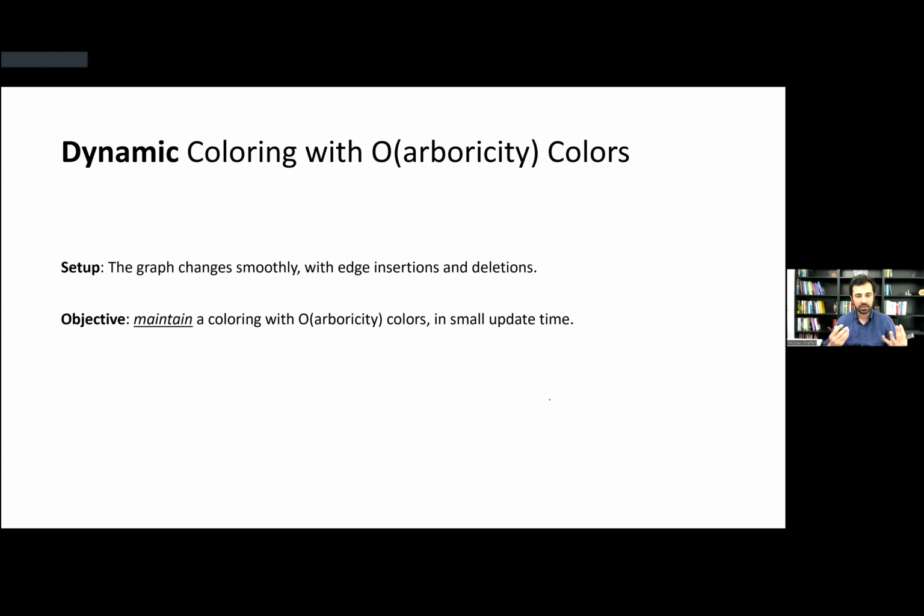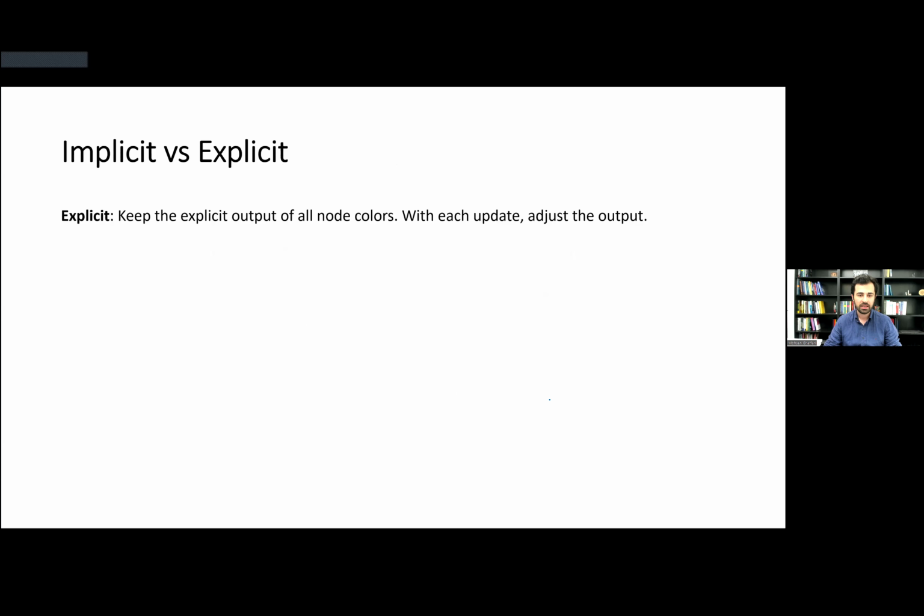By dynamic, I mean that the graph is going to go through edge insertions and deletions, and we would like to maintain a coloring of the graph with small update time. For each of these edge insertions and deletions, we would like to have a small update time. There's a subtlety in how we define this maintaining. How do we give access to the colors? Perhaps the most natural definition would be that we keep the entire output of all the colors of the vertices in the graph, and every time that an update arrives, we just adjust all the colors if necessary.